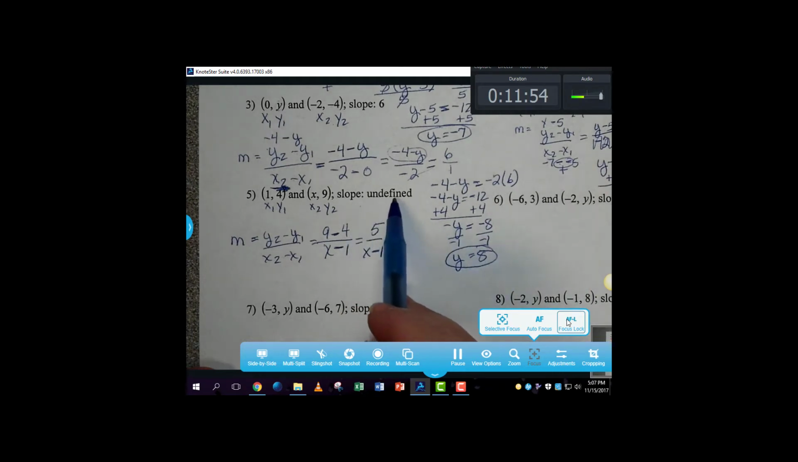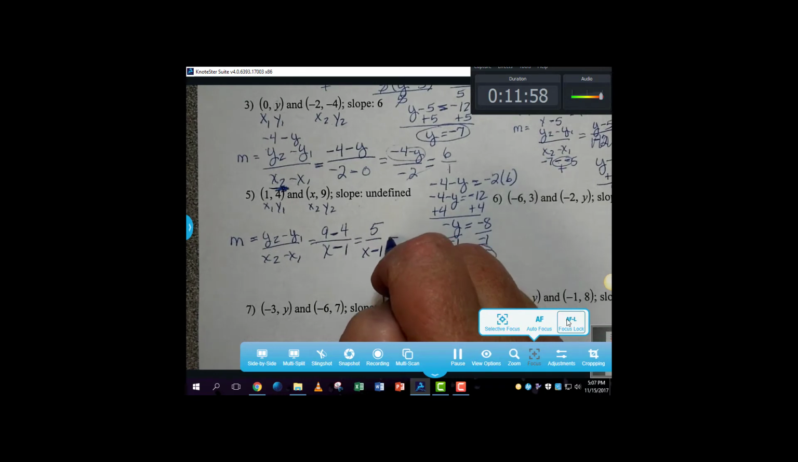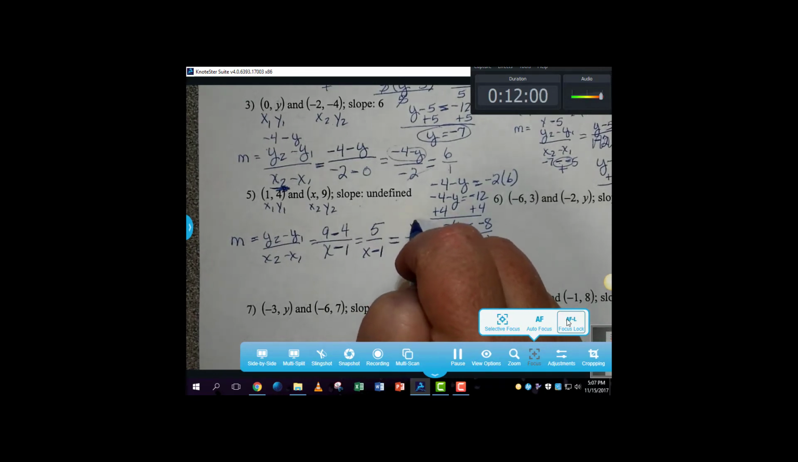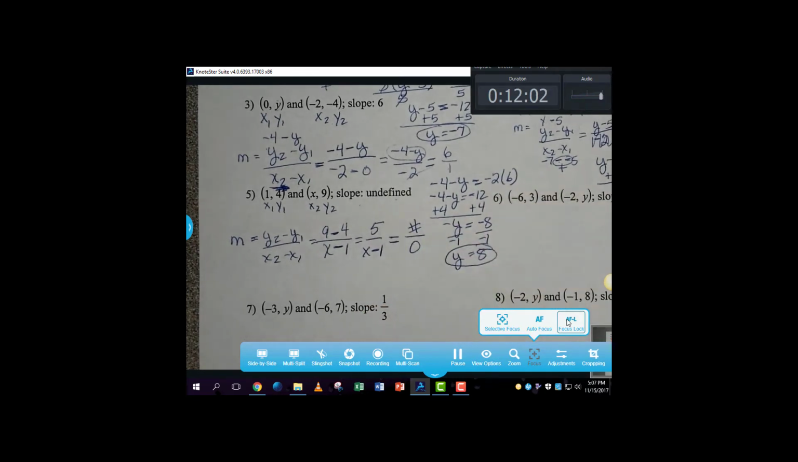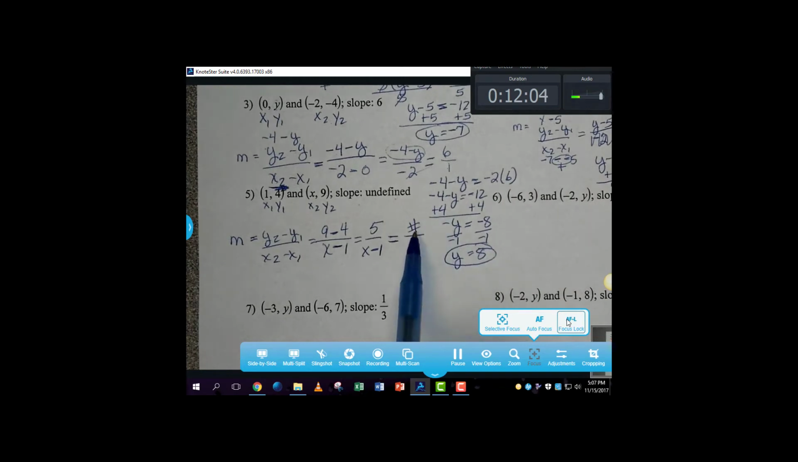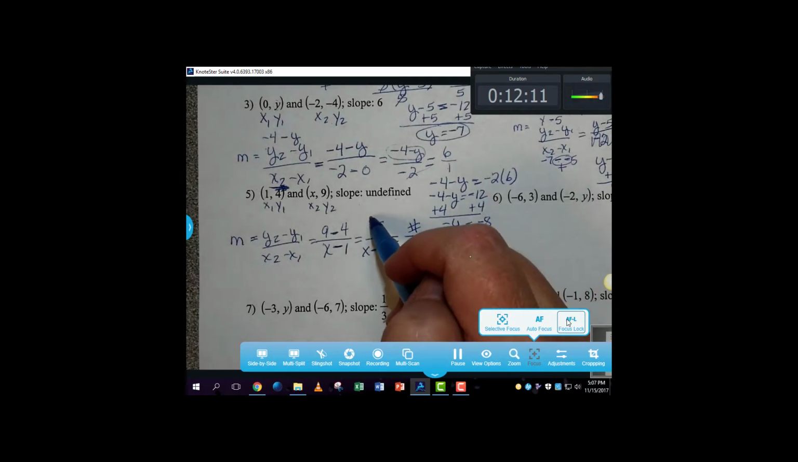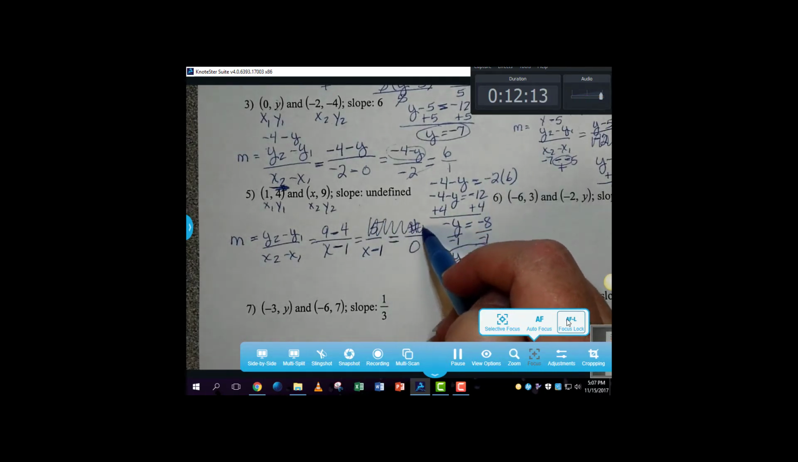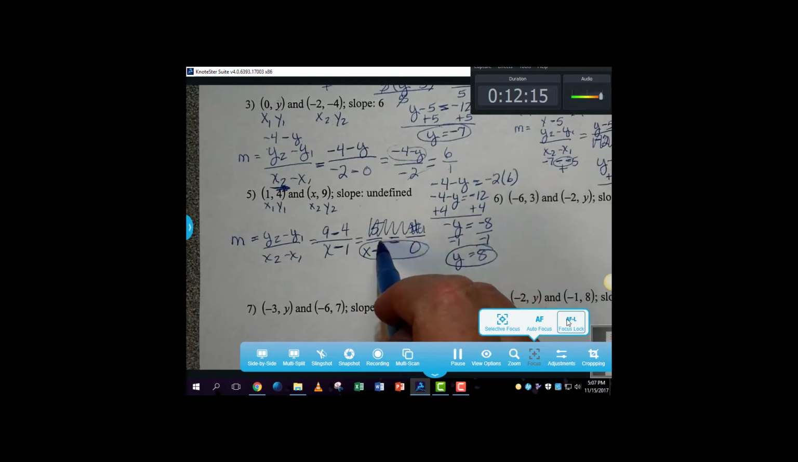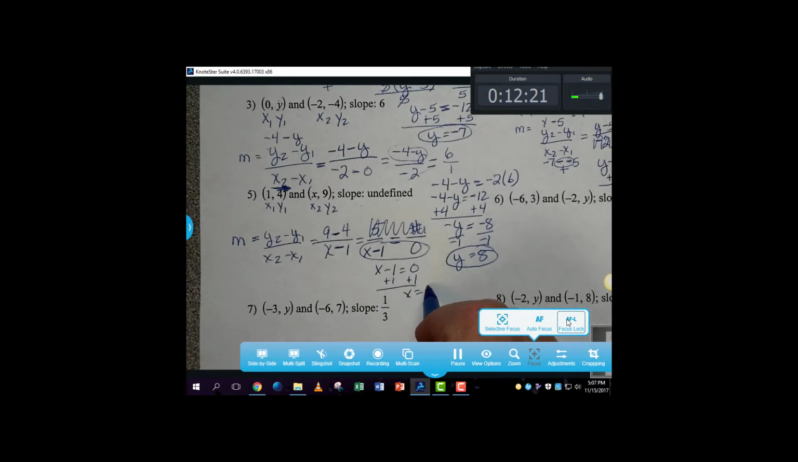But now the slope is undefined. The only way we have a slope that is undefined is if we divide some number by 0. And it doesn't matter what this number is, because no matter what this number is, when I divide by 0, it's undefined. So this doesn't matter. All that matters is this. So I have x minus 1 equals 0, add 1 to both sides, I get x equals 1.